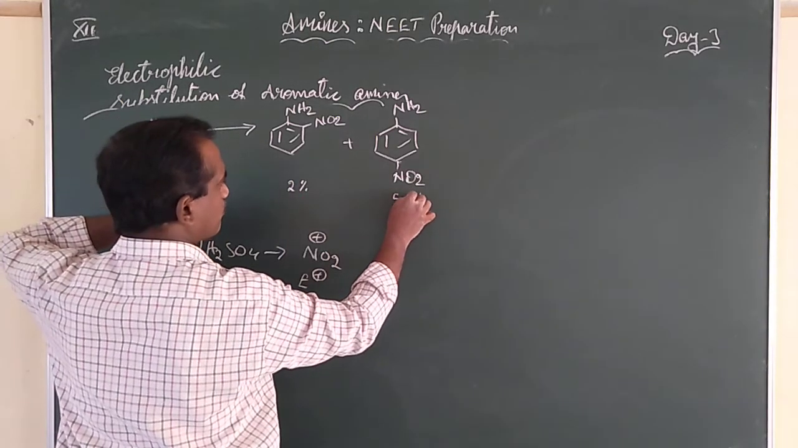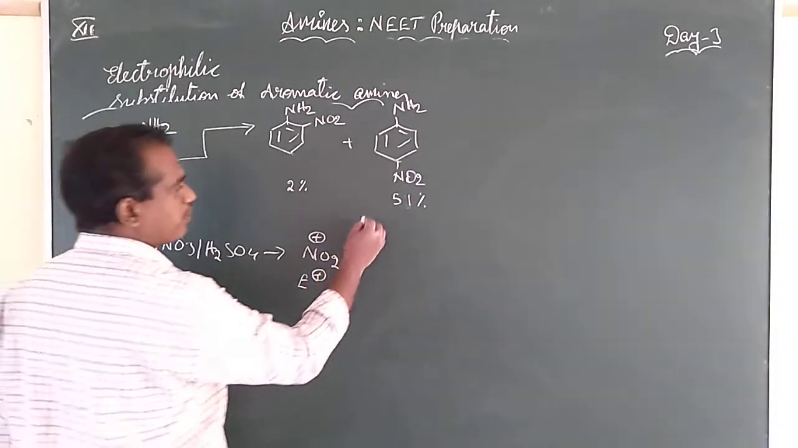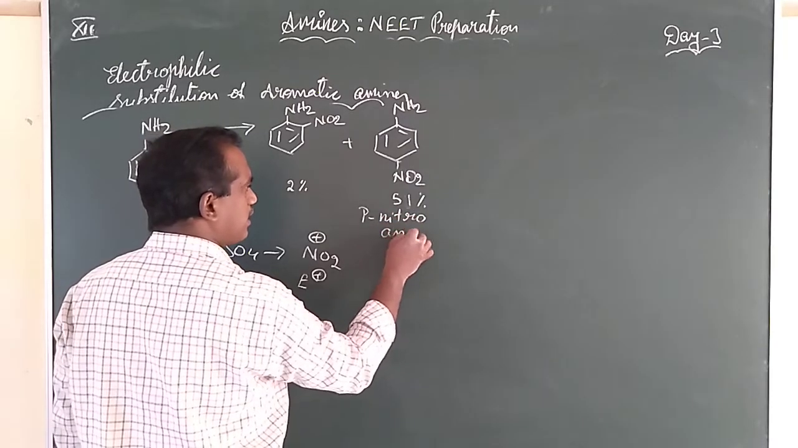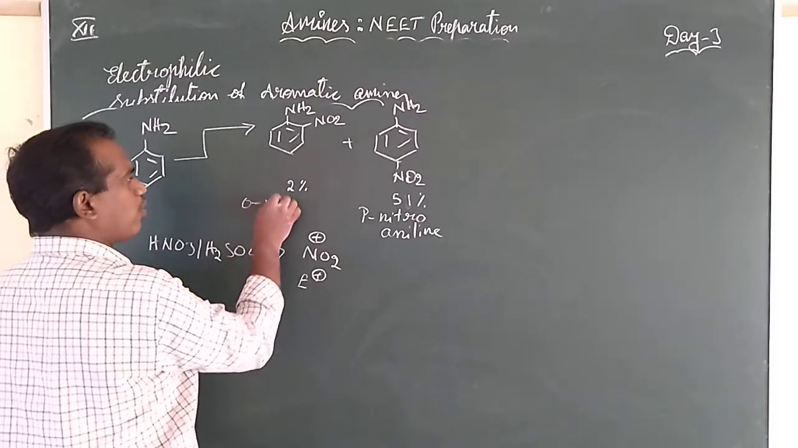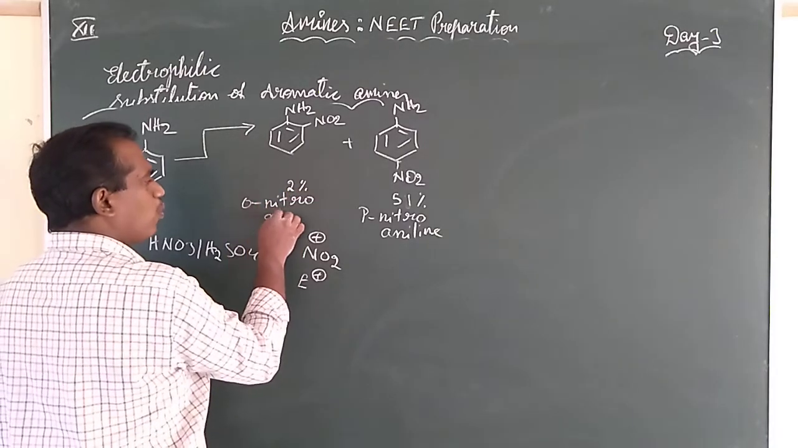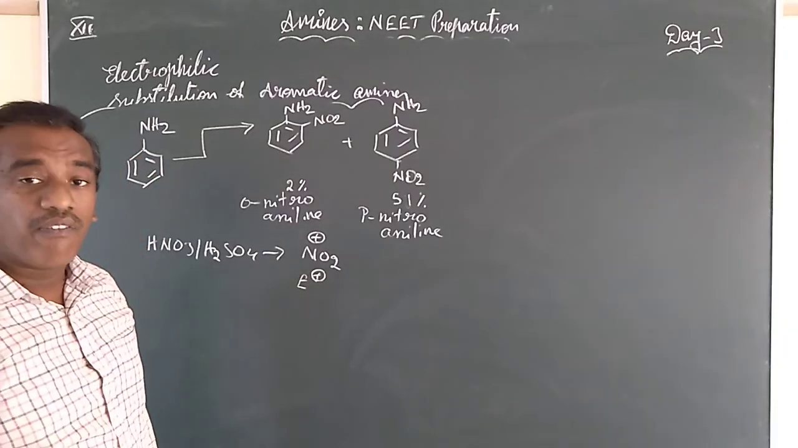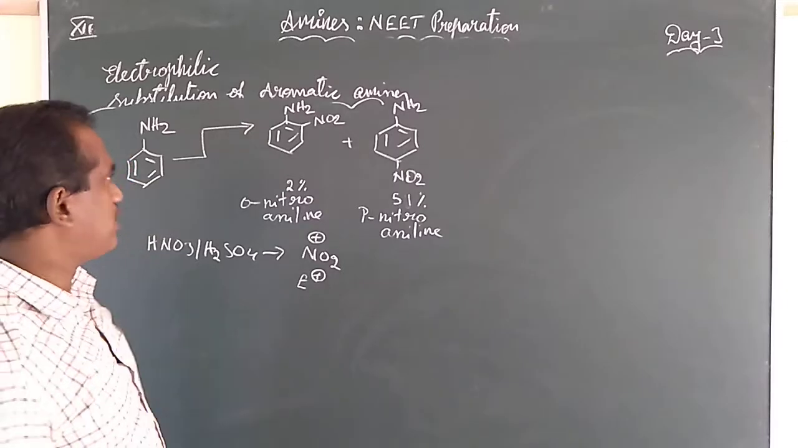52%, there we get 52 or 51%. The para nitroaniline product is 51%, whereas the ortho nitroaniline is only 2%. Then how much percentage is missing? 47% is missing, right? Who is forming at 47%?